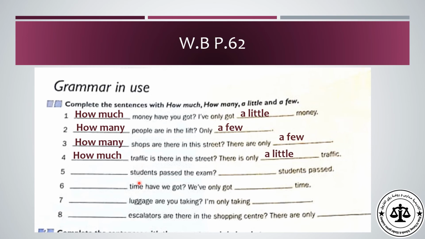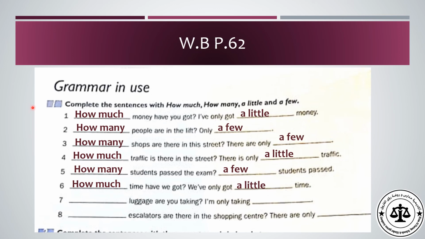Number 5, students passed the exam. Students, of course, this is countable, so how many students passed the exam? مع ال countable we use a few students passed. Number 6, time have we got? We've only got what? Time is uncountable. How much time have we got? We've got, or we've only got a little time.